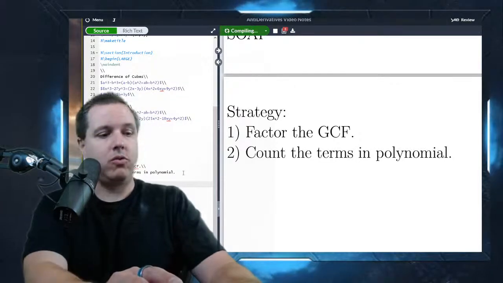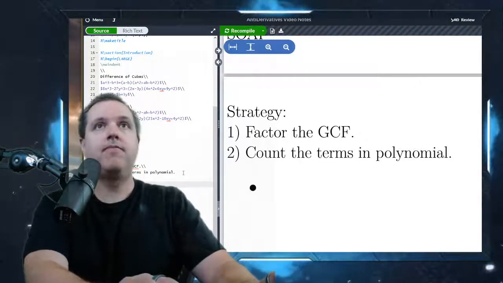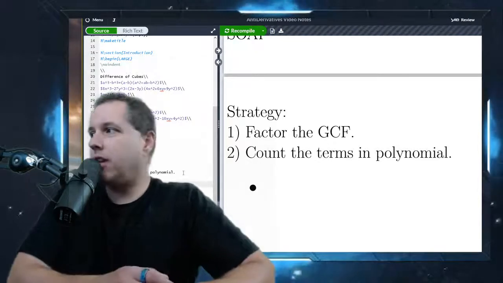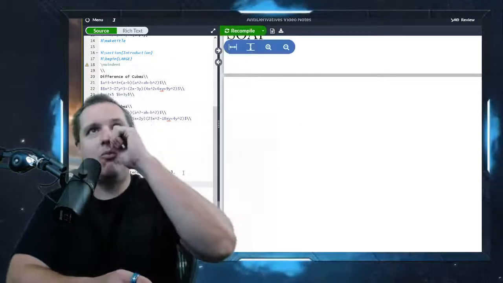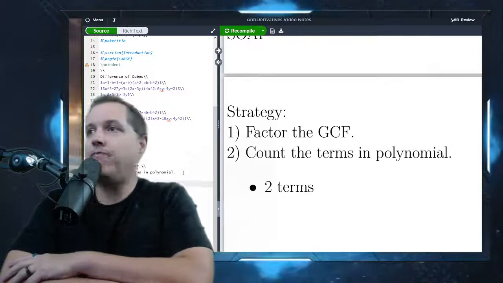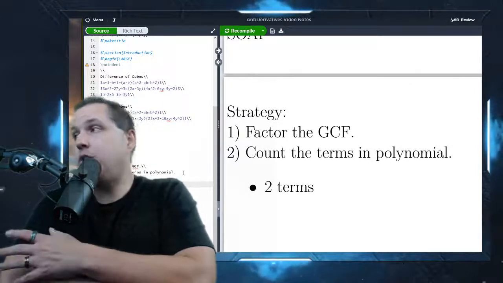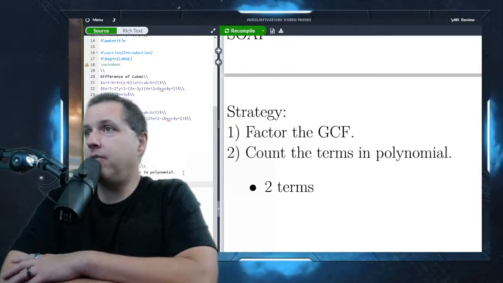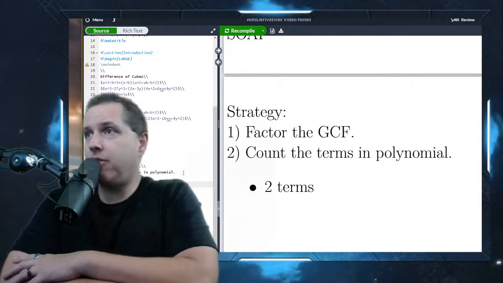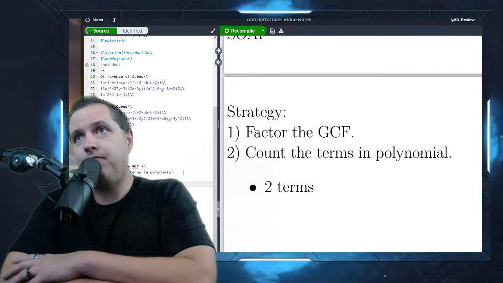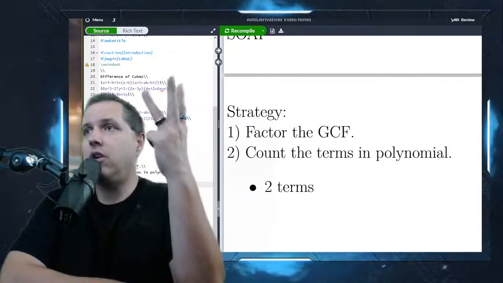Okay, so 2 terms. Let's just think about it for a minute. See if you can get them before me. Which type of problems did we do that had 2 terms in them? It's the ones we just talked about, right? The ones that had formulas in them. Difference of squares, sum of cubes, difference of cubes. Right? Those 3 have formulas.